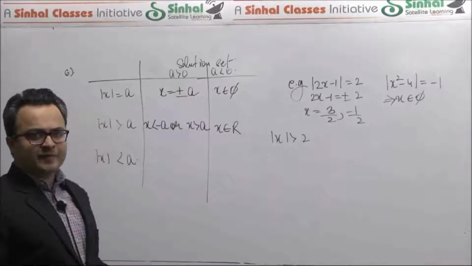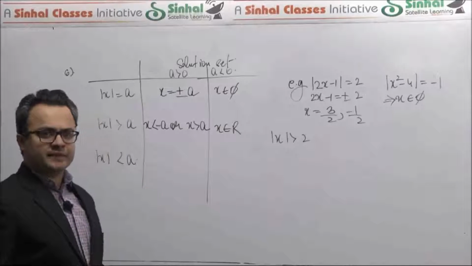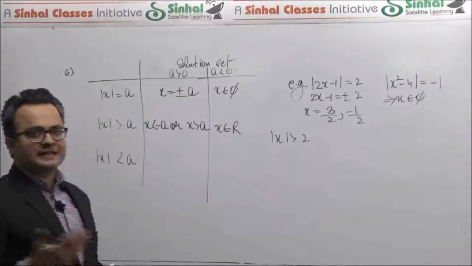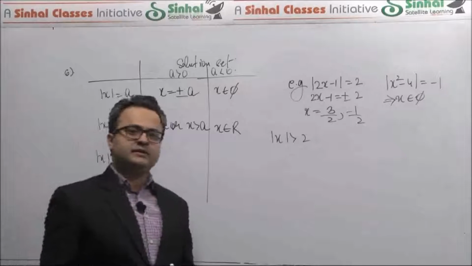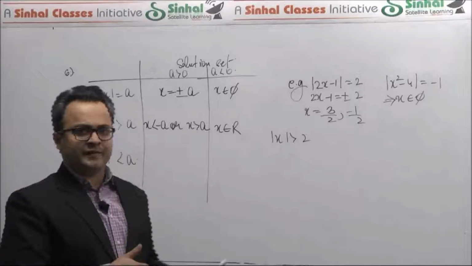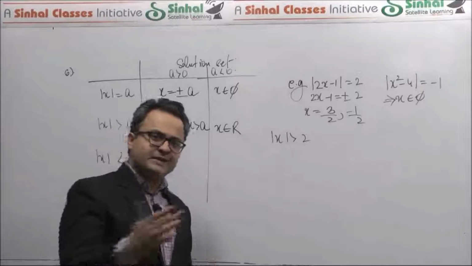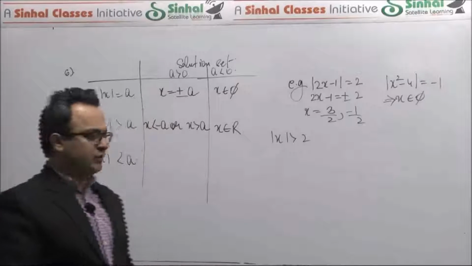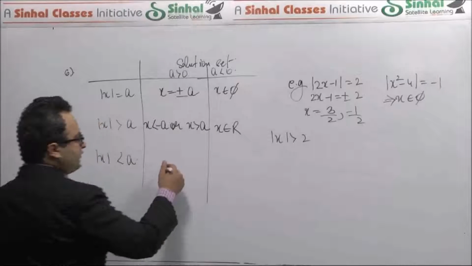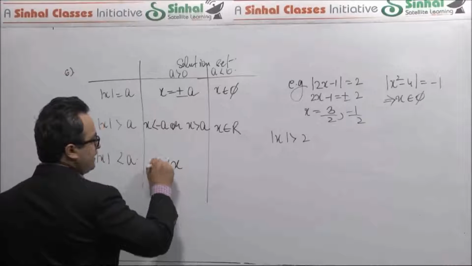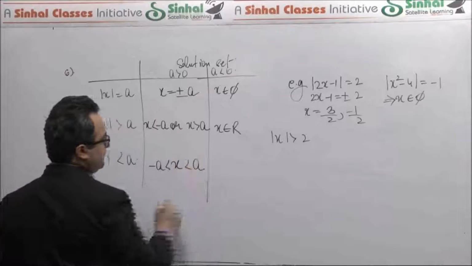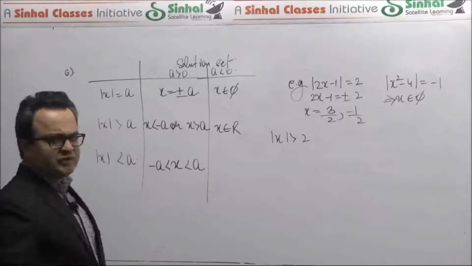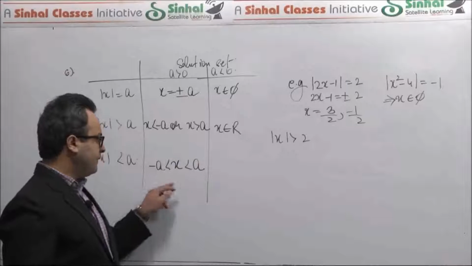Now for the third case, when mod of x is less than a. Again, if let's say mod of x is less than 2, then obviously x has to be less than 2, but at the same time it also has to be greater than minus 2, because as we've already seen, if the value of x is less than or equal to minus 2, the mod itself will be greater than or equal to 2. So for mod of x less than a, I'll have to say that x will have to lie between minus a and a. You can use the bracket notation also, bracket minus a to a.